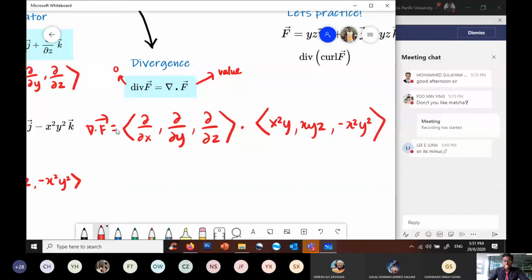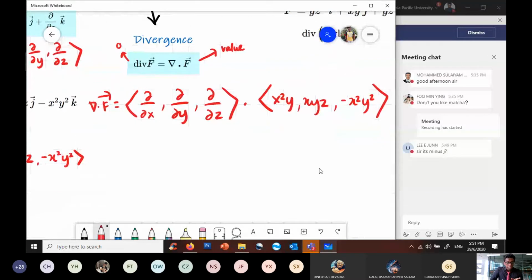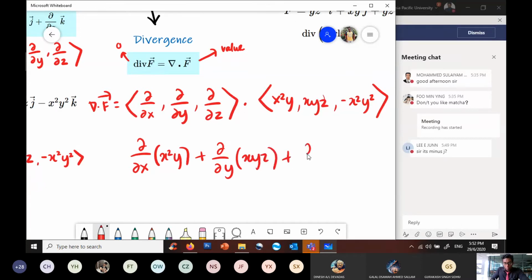Dot product is way easier than cross product. How do you find dot product? The first component multiplied by the first component, plus the second component multiplied by the second component, plus the third component multiplied by the third component. As easy as that. The second component multiplied by the second component here. The third component here multiplied by the third component here. And of course, do not leave it in this form.